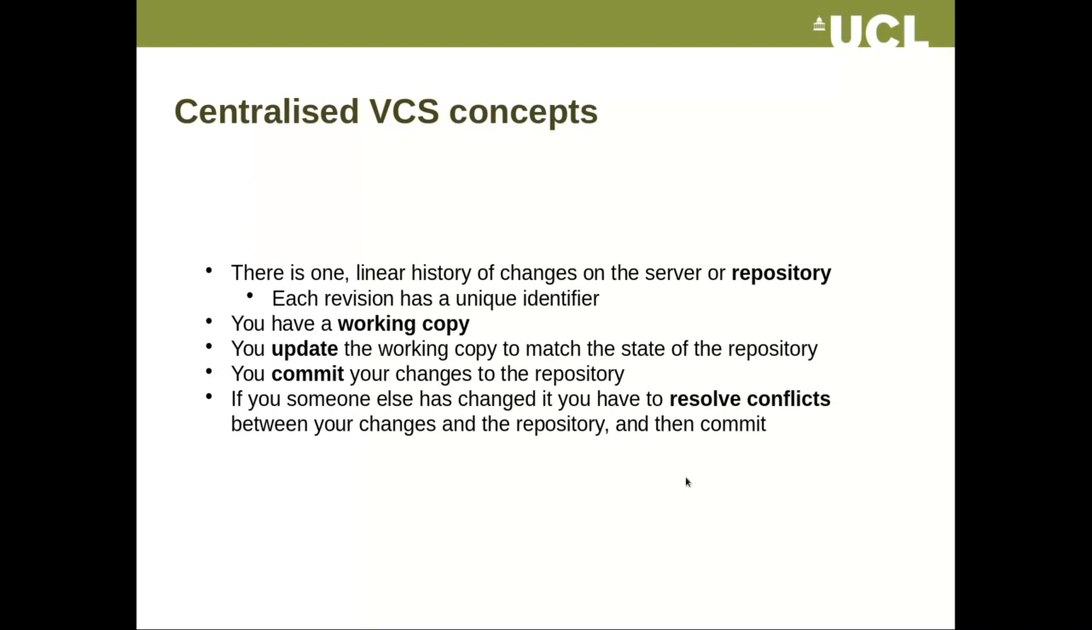The typical way that this is done is using some sort of centralized version control system. So in a centralized system, there is one linear history of all the changes that have been made on the server or repository, and each revision has a unique identifier. You simply have a working copy of this, and when you do an update, you update your working copy to match the state of the central repository. When you commit your changes, those go to the central repository. And if someone else has changed it, you have to resolve the conflicts by doing this update and merge between your changes and the repository, and then you commit. So that's just what we've seen.